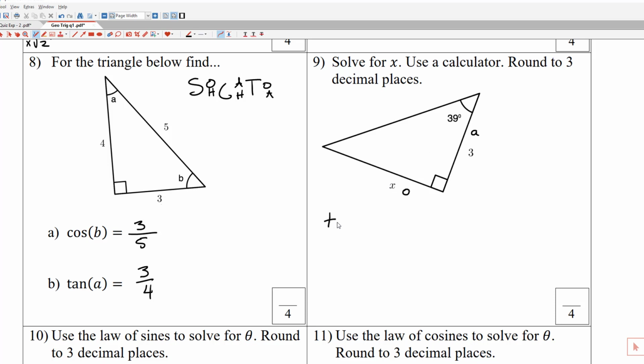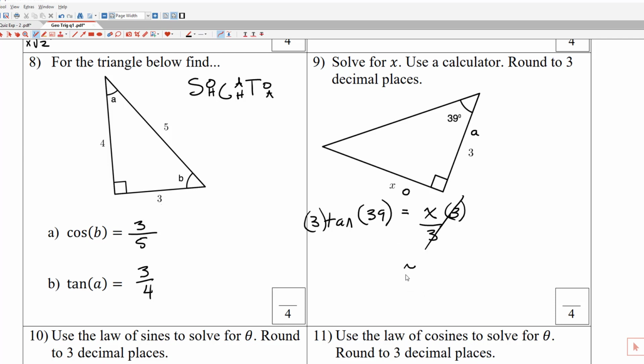So I'm going to say tangent of 39 degrees is equal to that fraction, opposite over adjacent, is equal to the fraction x over a, and a in this case is 3. Well, if I want to solve for x, I multiply both sides by 3, multiply by 3 on the right side, multiply by 3 on the left side, and on the right side those 3's cancel out, and my final answer is that thing. And now I need a calculator.